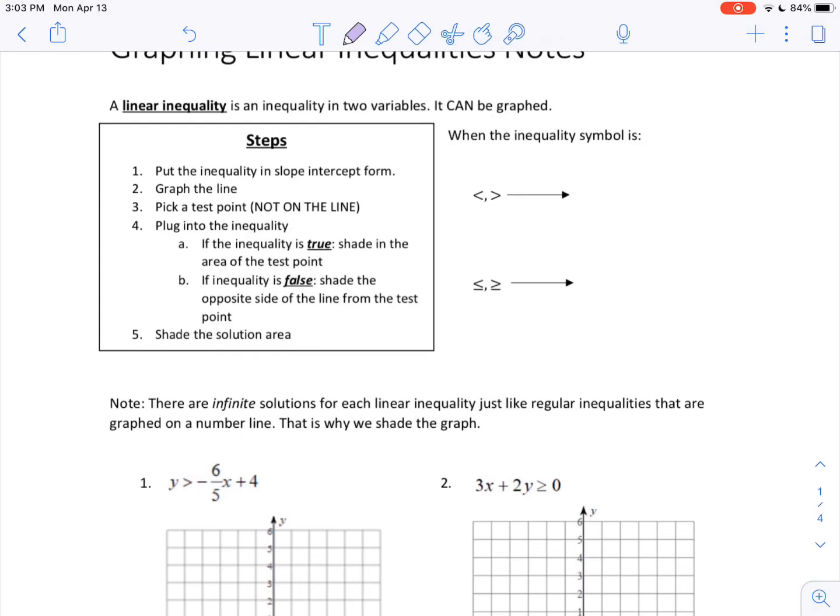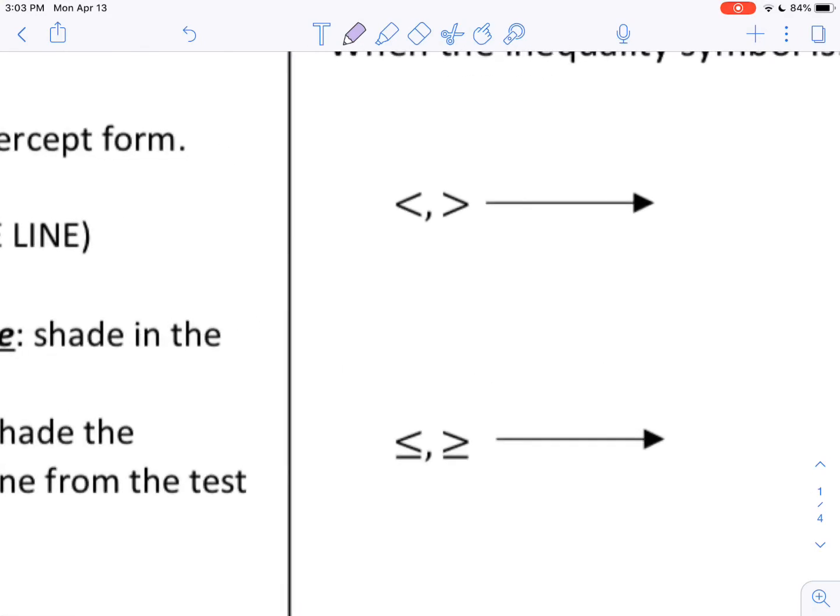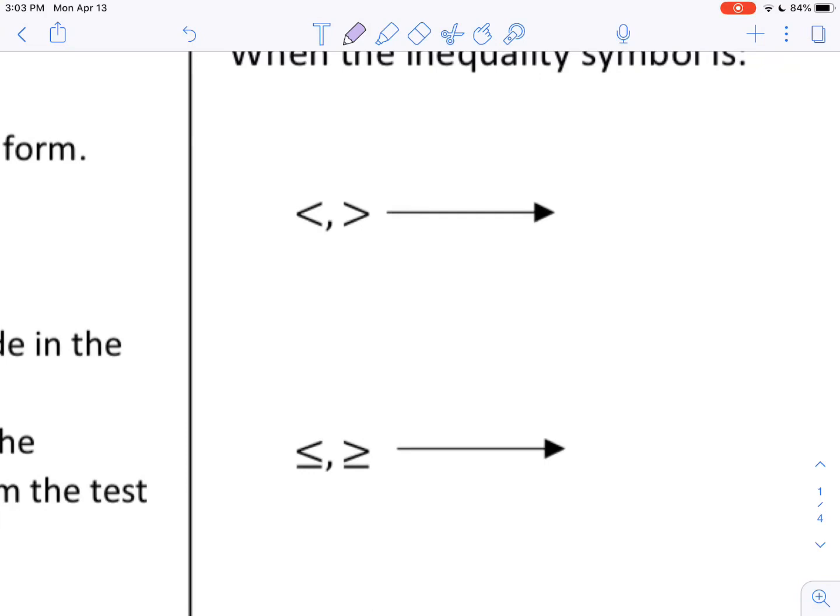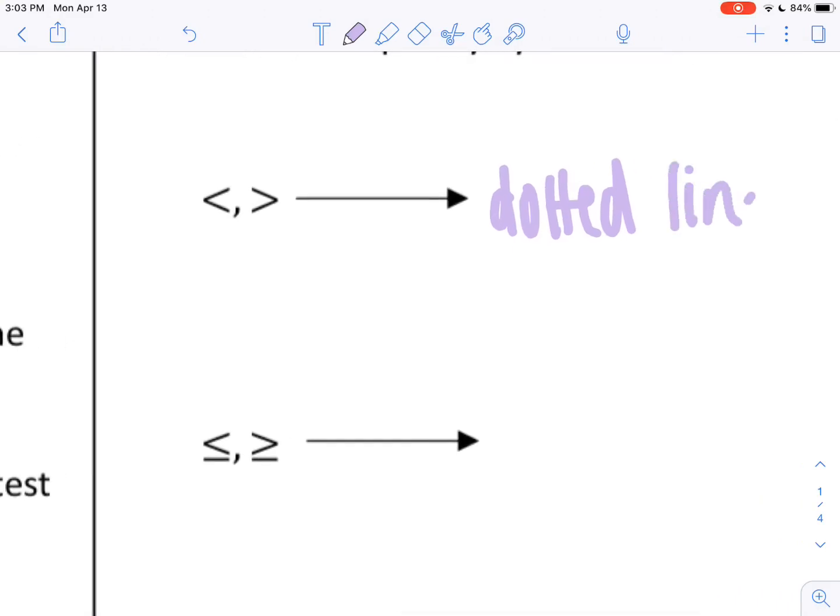Okay, so when we have these inequality symbols, remember when we had just less than or greater than, we would use the parentheses, and then if we had the line underneath, so less than or equal to or greater than or equal to, we use the bracket. Some of you used open circle, closed circle. So those are going to mean something on our graph. So when you have less than or greater than, your graph is going to be a dotted line. So it's going to look like this.